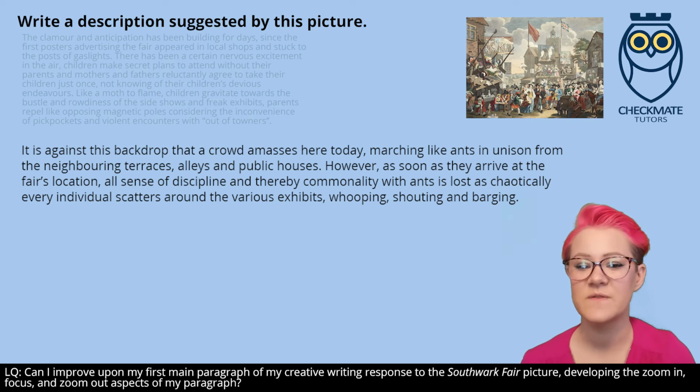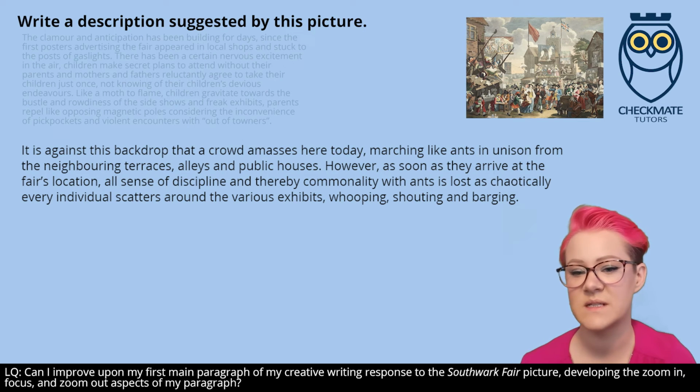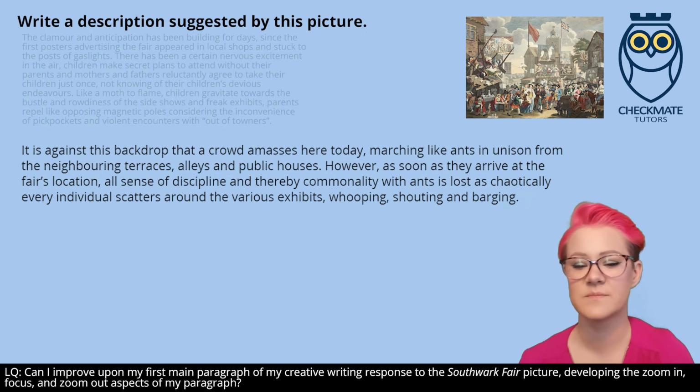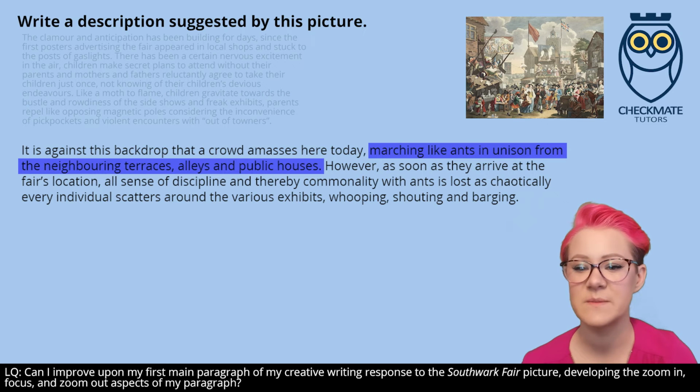The whole paragraph is written in present continuous tense, making it seem that the action is unfolding in front of the reader's eyes at the present moment, not in the past and not in the future. This makes the reader feel engaged in the action. It is relevant to them. They are there. A common simile is used to demonstrate to the reader how ordered the people travelling to the fair were compared to how they are once they arrive.